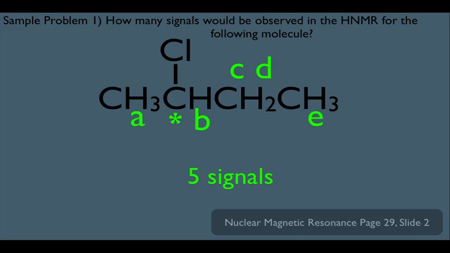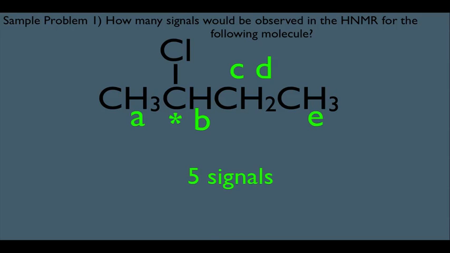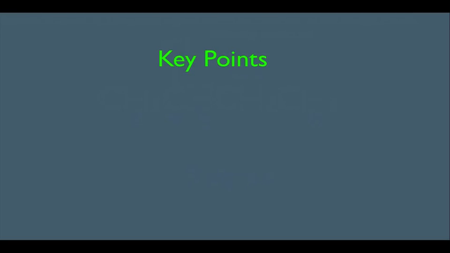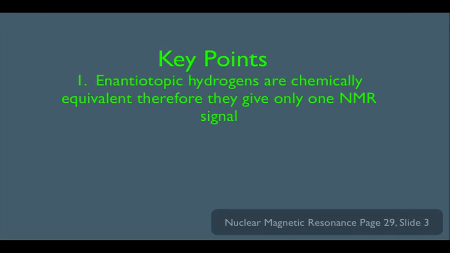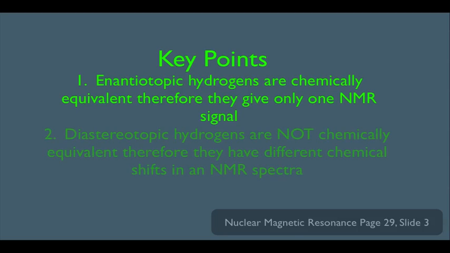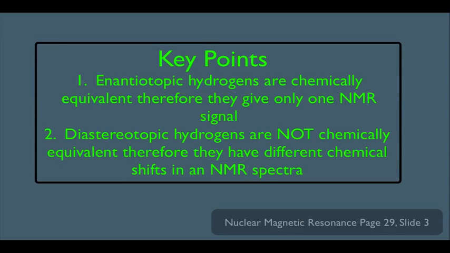Now keep in mind, this is a very detailed analysis of this molecule's HNMR. If your orgo professor doesn't go over this section, then you wouldn't count those diastereotopic hydrogens as 2 different signals. So you have to make sure your professor discusses this concept before you actually use it on an exam. So what are our key points here? Number 1, we saw that enantiotopic hydrogens are chemically equivalent, therefore they give only one NMR signal. And we also saw 2, diastereotopic hydrogens are the opposite. They're not chemically equivalent, therefore they have different chemical shifts in the NMR spectra.